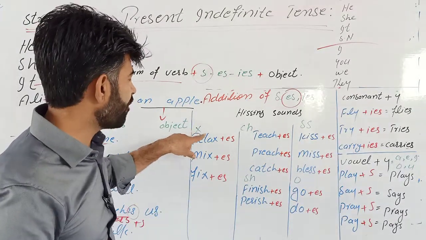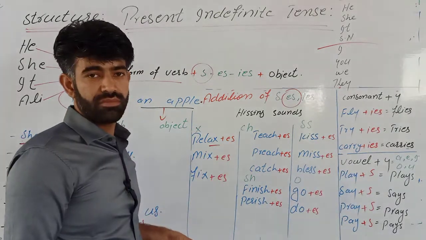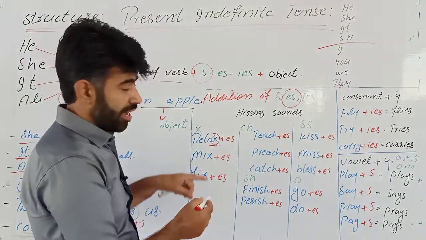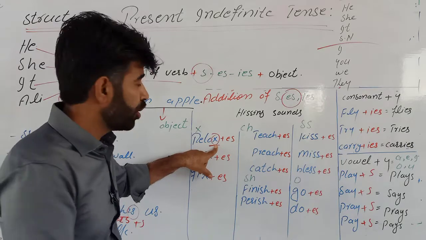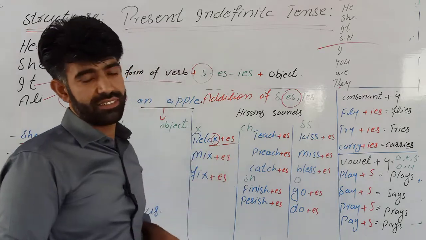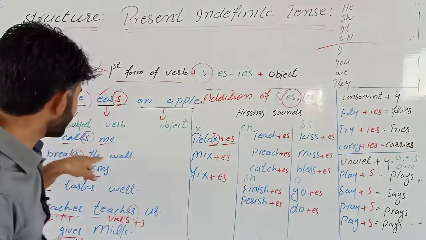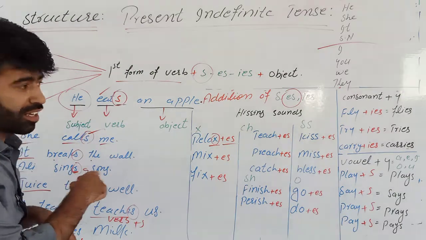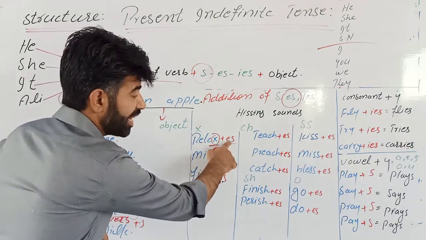So if you have X at the end of the verb, relax, it is a verb, and you may see this X at the end. And if you have X at the end of a verb, what do you have to do? You have to add ES at the end. Do add ES. Just addition of S will not help you. It will be a mistake. If you have X at the end of the verb, you have to add ES.